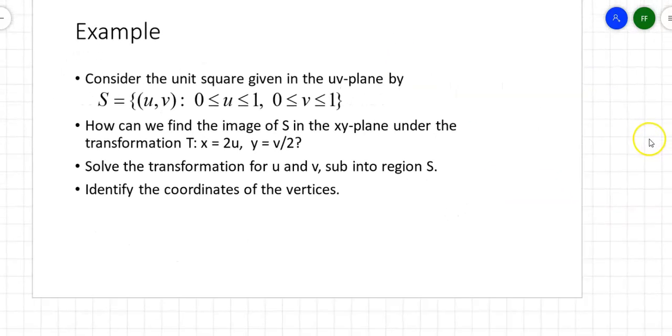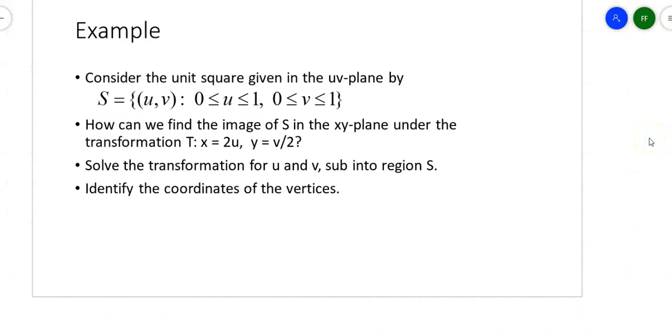All right, so consider this unit square. How can we find the image of that unit square in the xy plane under this transformation, that x is equal to 2u, and that y is equal to v over 2? So in the uv world, where the two axes are u and v, this is just one unit this way, one unit that way. That's why they call it the unit square. It's a square that's a unit on every side. Where did that come from in the xy plane?